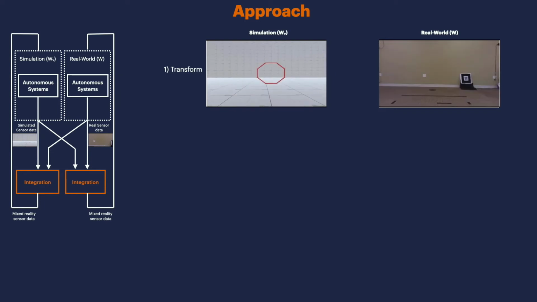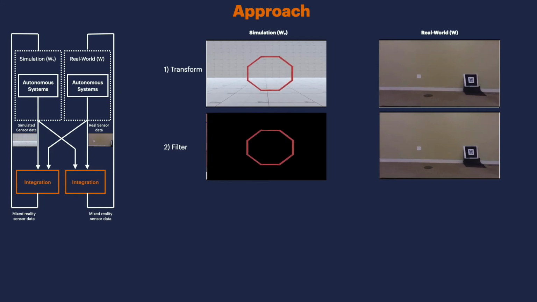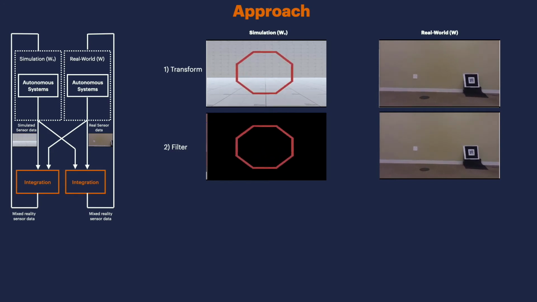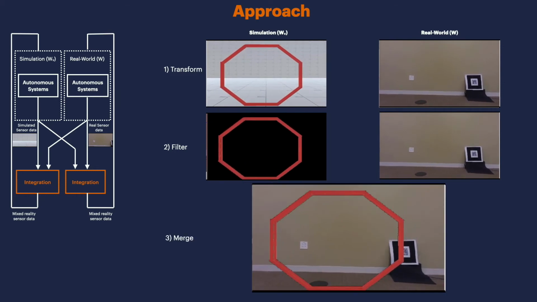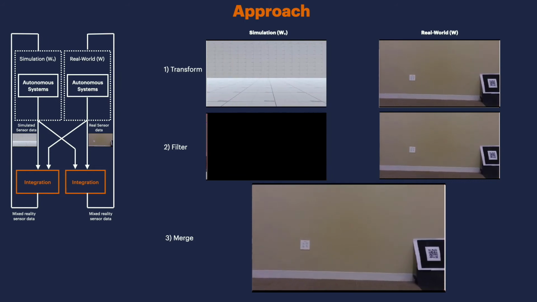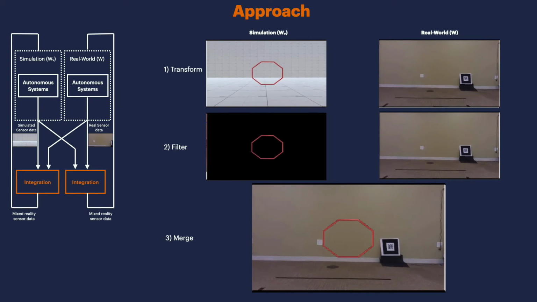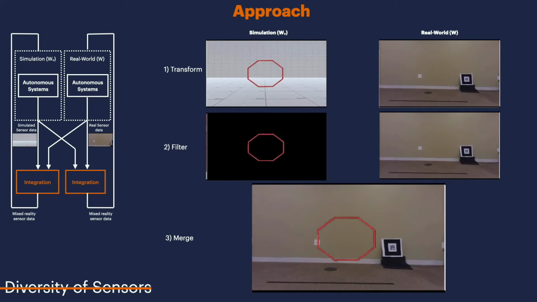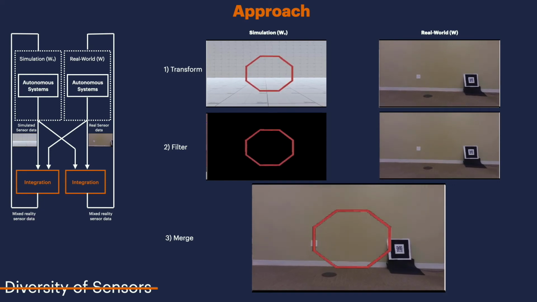The first is to transform the data so that it is comparable, for example, by matching the resolutions. The second stage removes unwanted data, so for example, we could use color isolation to isolate the gate in the simulated data. Finally, we merge the data. In our example, we are using priority replacement with priority given to the simulated data. These three stages are designed to be general and thus allow for a wide range of sensors to be integrated, overcoming the second challenge of our approach, which was the need for a diverse range of sensors.